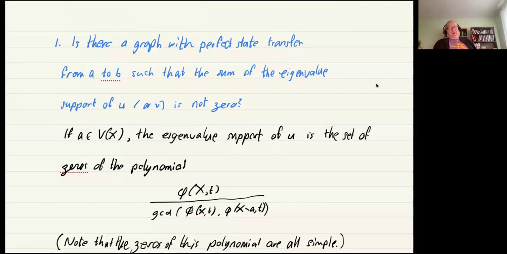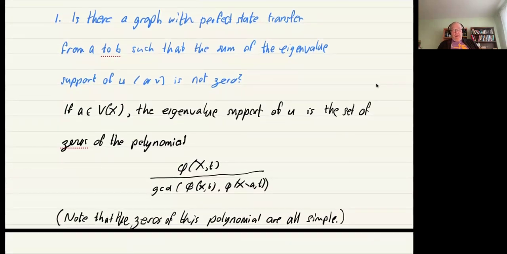Okay. The other point is that we don't have a vast supply of examples of perfect state transfer. We have the things we get from cube-like graphs and things we get by, in some sense, lifting paths. And so if you found examples where the sum was not zero, there would be perfect state transfer of a new type. So that would be interesting.